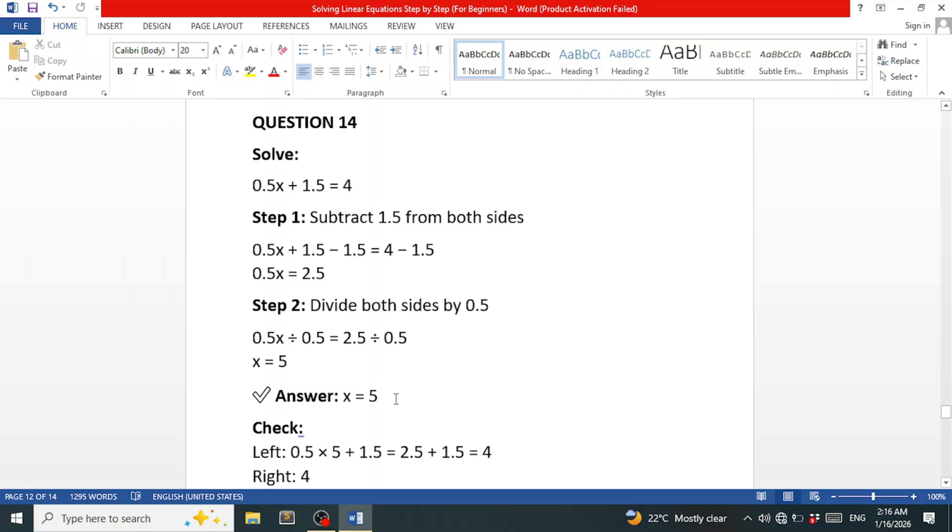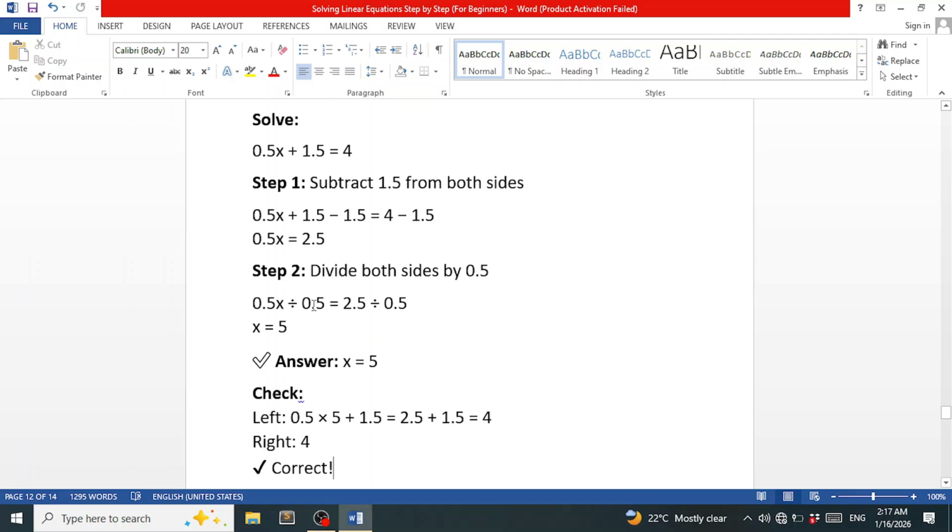So let's check. Left side, we've got 0.5 times x, which is 5, plus 1.5. Then when you multiply this, 0.5 times 5, you're going to have 2.5, then plus 1.5, you're going to have 4. Okay, and on the right side we've also got 4, meaning x equal to 5 is satisfying the condition of this equation, which means it is correct.